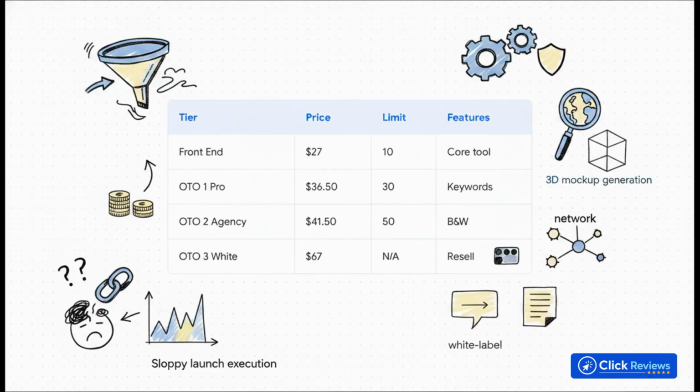OTO 1, the Pro tier, runs about $36. That increases your batch limit to 30 and adds neat features like 3D mockup generation. OTO 2, the agency tier, bumps the limit up to 50 files. And finally, OTO 3 is the white label tier for $67. One quick aside, there were actually some minor pricing discrepancies for the OTOs between the vendor's affiliate page and the live checkout, which, again, kind of points back to that sloppy launch execution.